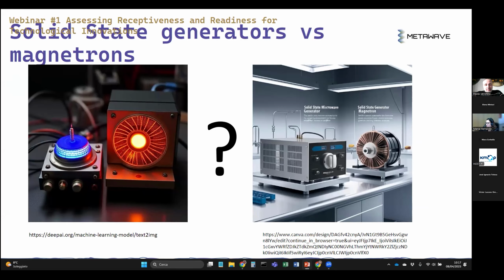Well, these two pictures that you see here are what artificial intelligence thinks about solid-state generators and magnetrons. Yes, it's completely wrong. The pictures have nothing to do with reality. And this is good news because it means that it's something that is still not quite known and widespread in the audience.